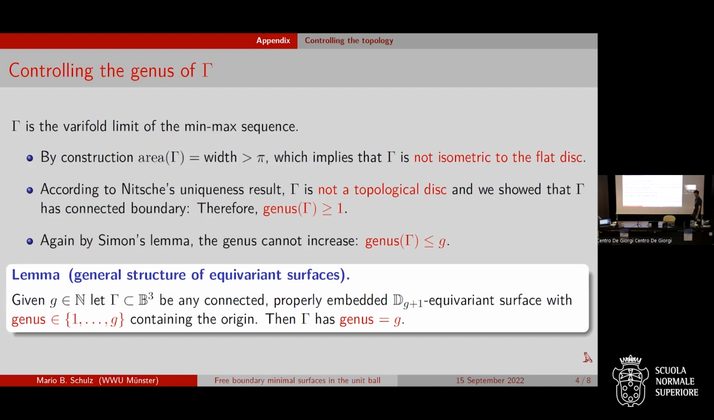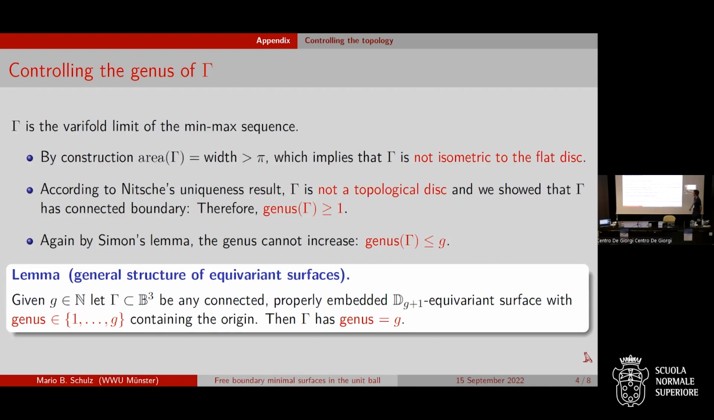So remember, we found a limit of our min-max sequence, which is a free boundary minimal surface. We know the limit realizes the width as its area, which is strictly larger than pi. That's the estimate we had. So it's at least not isometric to the flat disk. And according to Nitsche's uniqueness result, it can't be a topological disk for that reason. Otherwise, you would have area pi, and the width is larger than pi.